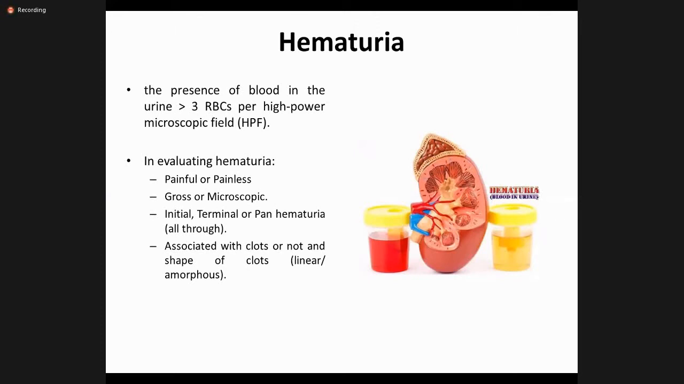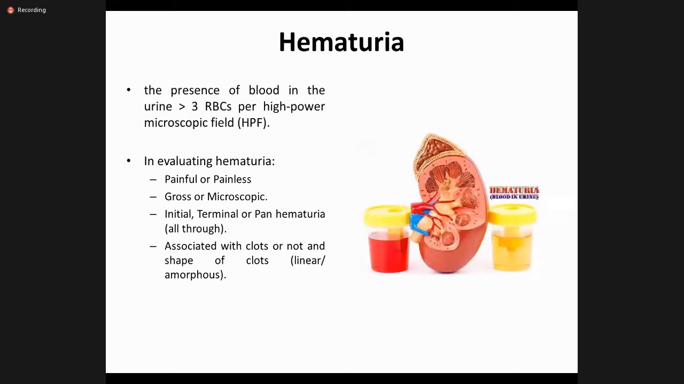hematuria. And we also have to ask the patient whether it is initial, at the beginning of micturition, terminal, at the end of micturition, or pan-hematuria, where the patient is not passing urine, he is only passing blood in his urine all through. Or we also have to ask whether it is associated with any clots or not, and if he or she is passing clots, what type of clots, like linear clots or amorphous clots.